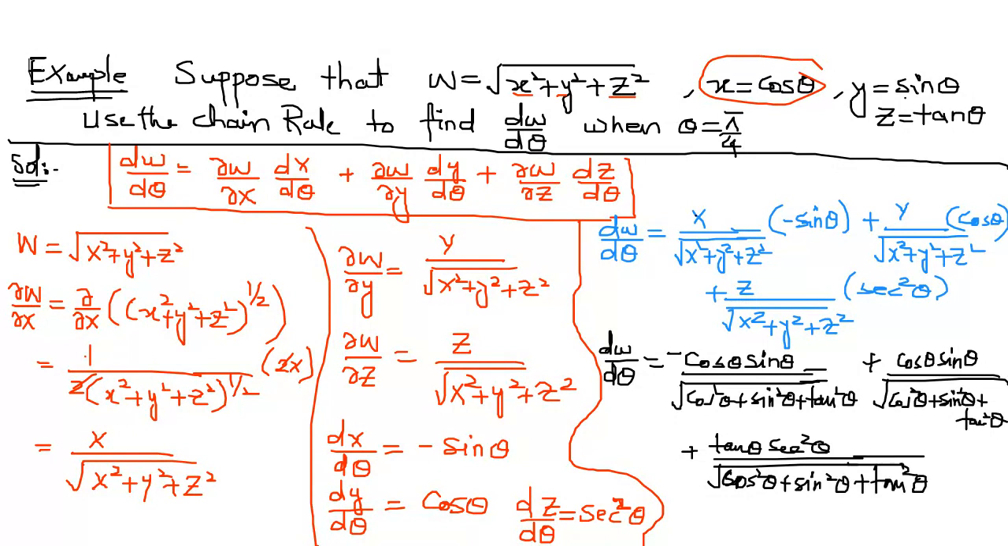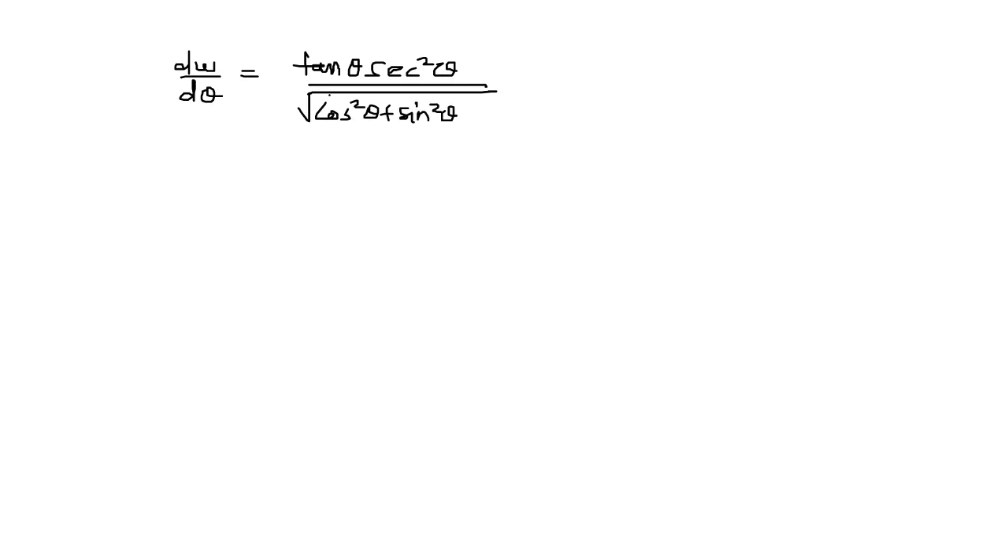Okay, now this value and this value are the same, you can cancel because this is minus and this is plus. So what will you be left with? You will be left with dw by d theta, that is equal to tangent of theta into secant square theta divided by square root of cosine square theta plus sine square theta plus tangent square theta.